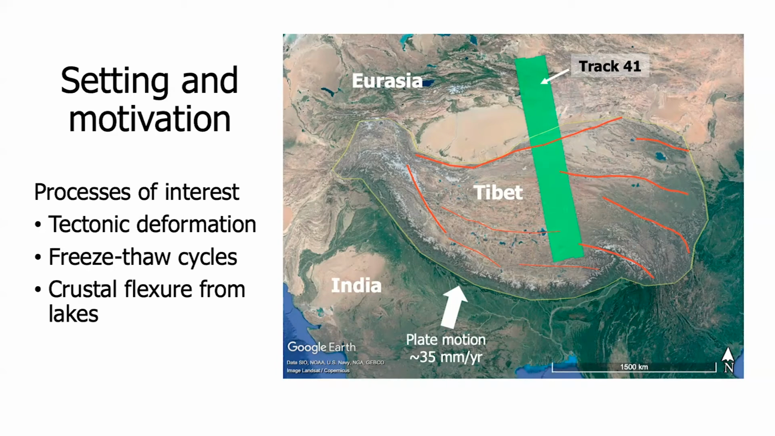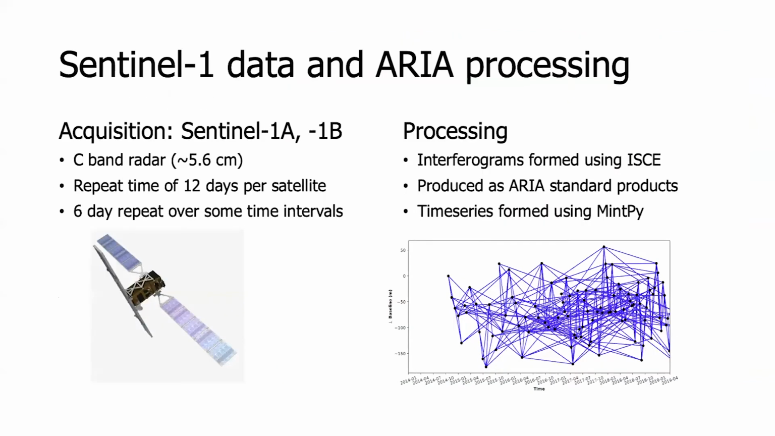You can see in the bright green rectangle there is track 41 of the Sentinel collection, and that's been going on since 2014. Out of this project, we can also look at freeze-thaw cycles in the area and crustal flexure due to lake level changes.